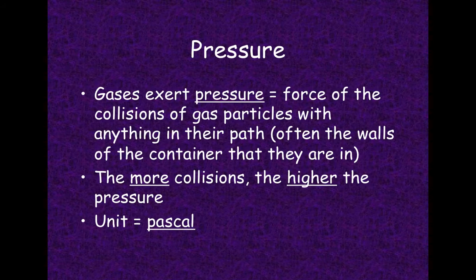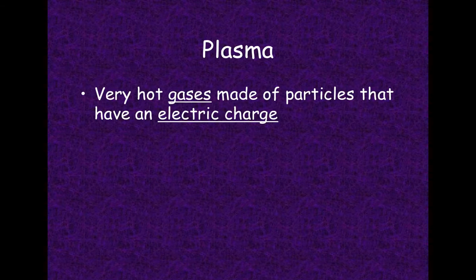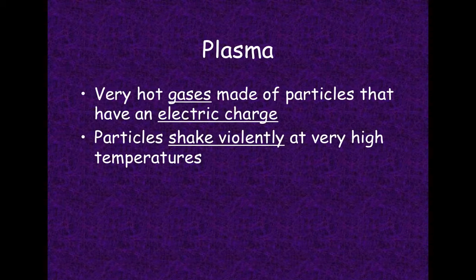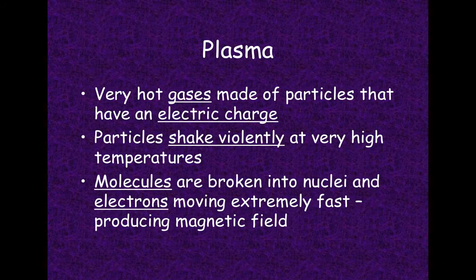Now, the last phase of matter that you're probably not as familiar with is plasma. And plasmas are basically superheated gases. They are very hot gases, and the particles within the gas have an electrical charge. What happens is, as you heat up these gas molecules to a very high temperature, they begin to shake. And when they shake violently, they split apart into the nucleus and the electrons. And the electrons at this temperature are going super fast. And when they go this fast, they produce a magnetic field, which we can use for electricity.